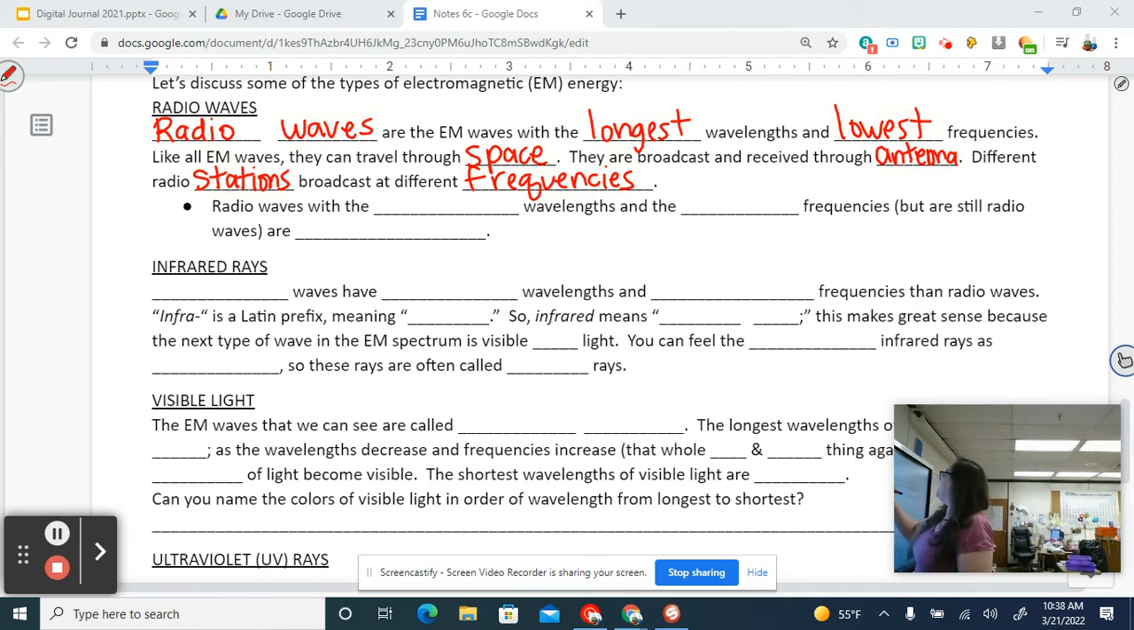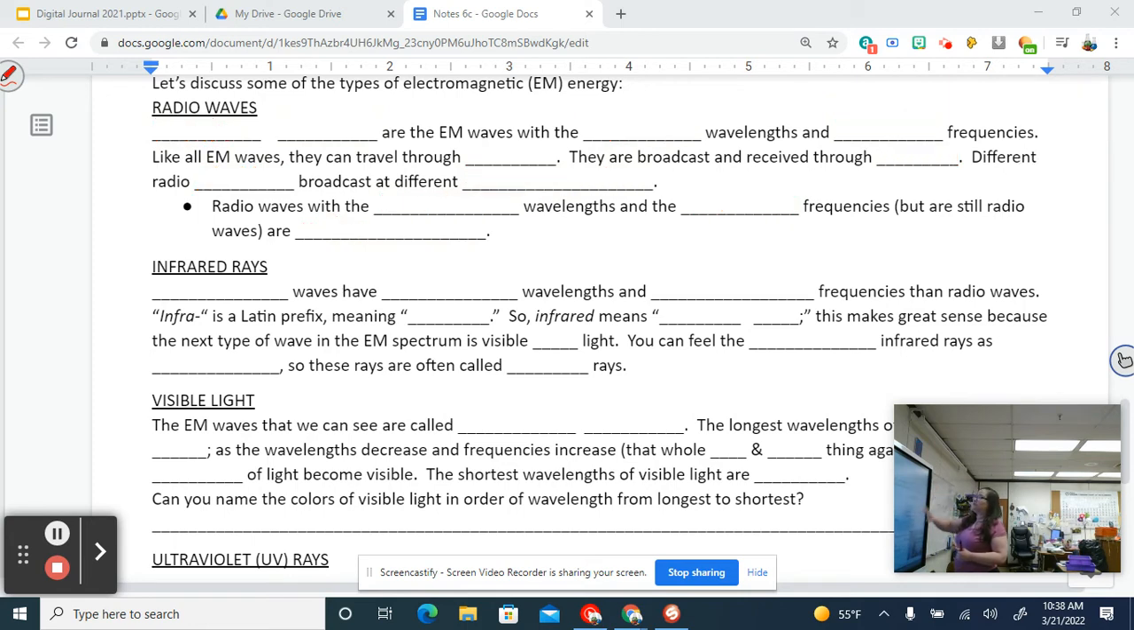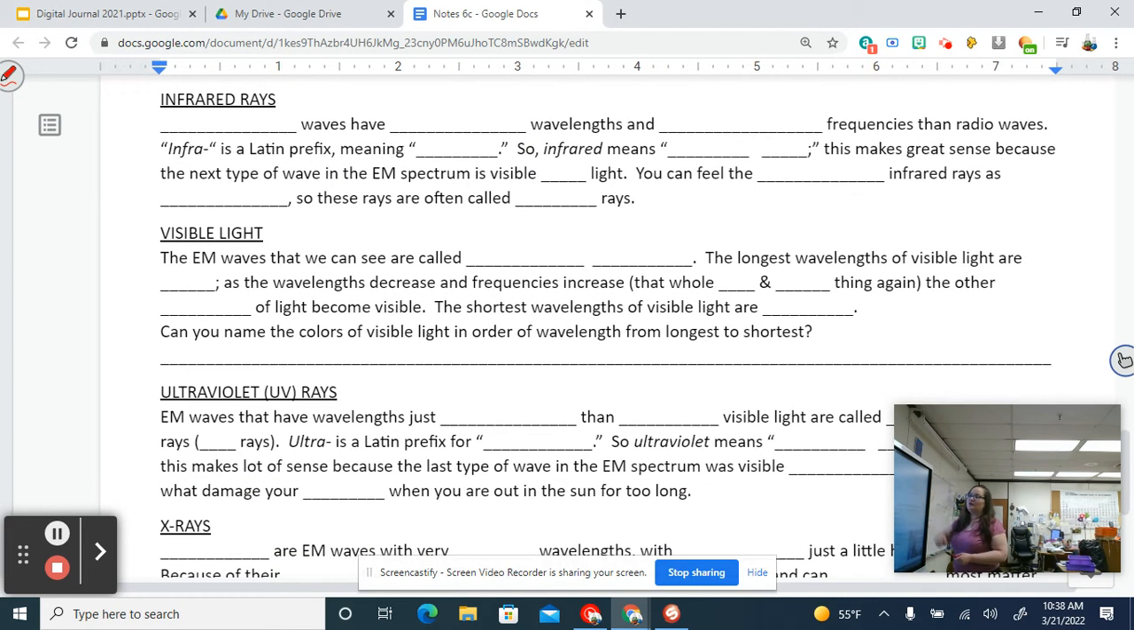What's really cool is that radio waves with the shortest wavelengths and the highest frequencies, but they're still radio waves, those are microwaves. And microwaves are used for cell phones and to cook your food. All right, again, if you need to pause to get that, please do, but I'm going to erase it and move on.